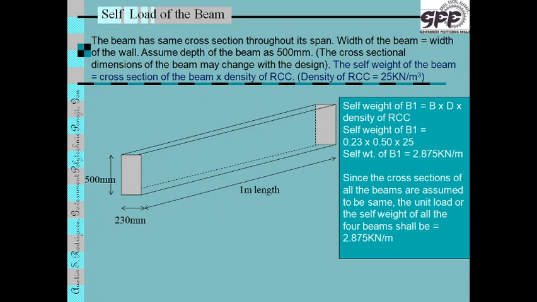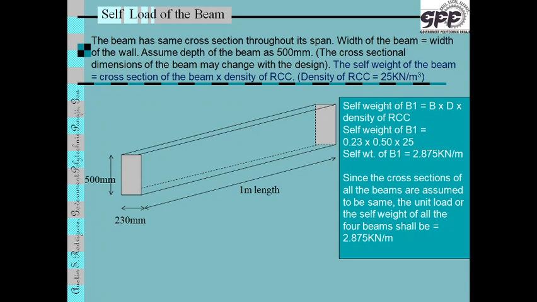Taking into consideration 1 meter length portion, the self weight of the beam B1 would be the width B multiplied by D, that's its overall depth, multiplied by density or unit weight of RCC. So self weight of B1 is equal to 0.23 multiplied by 0.5 multiplied by 25, which gives me that equal to 2.875 kilonewton per meter.